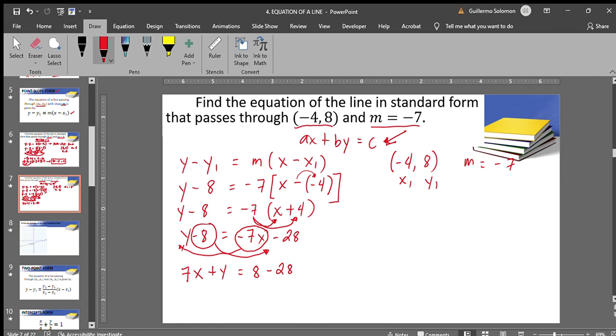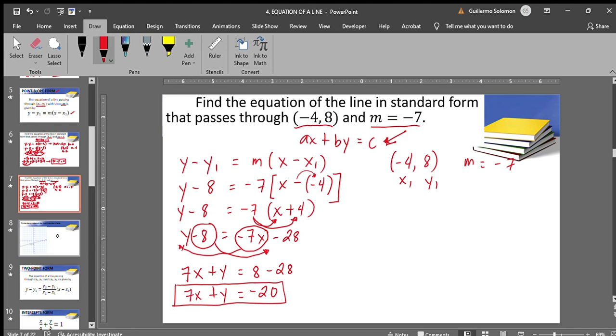Okay, next. So, 7x plus y, retain na yan. Simplify na lang natin ito. 8 minus 28, that is negative 20. So, this is our equation of a line. Now, sir, bakit hindi ko po minultiply ng negative 1? Because our first term here is already positive. Kapag negative lang ang first term mo, doon ka lang pwede mag-multiply ng negative 1 from both sides. But this time, it is positive. Okay? No need to multiply it by 1. Okay? Yes, that is the final answer.